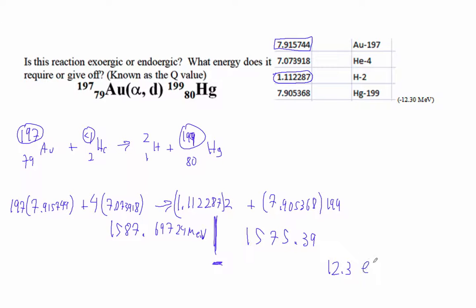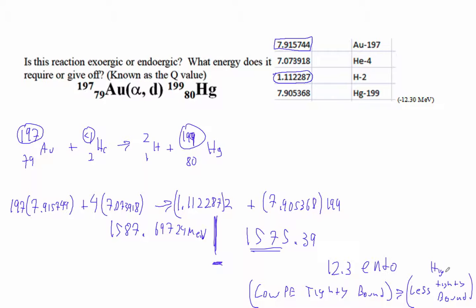Okay, and it's endothermic because we went from tightly bound, which is low, remember that's low potential energy, to less tightly bound. This is less tightly bound. That number is smaller. Okay, less tightly bound, right? This is a higher potential energy, right? So it would require an energy input, which is exactly what we got using the way you actually do it with the masses of the atoms. Okay, so this is just another way to do it.